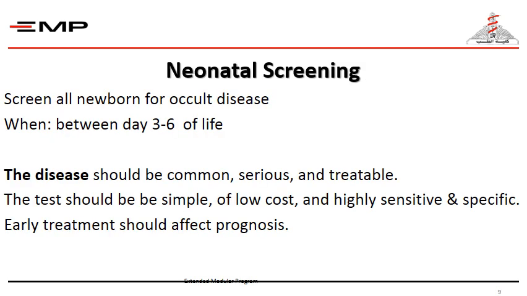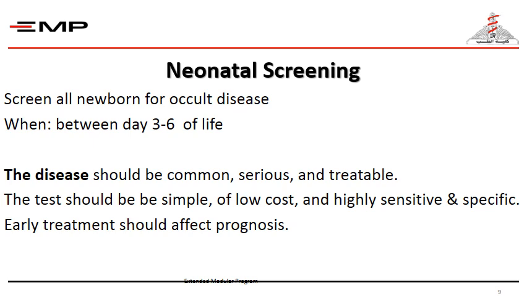The final part of our lecture involves neonatal screening. And screening means looking for a disease process in all neonates, for an occult disease or a disease that is not symptomatic yet. This means the baby looks quite well. We usually do this screen between day 3 and day 6 of life.